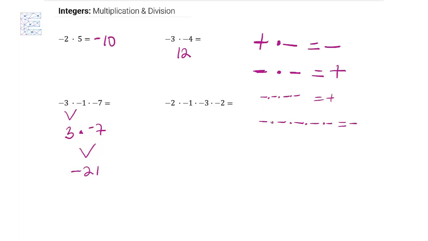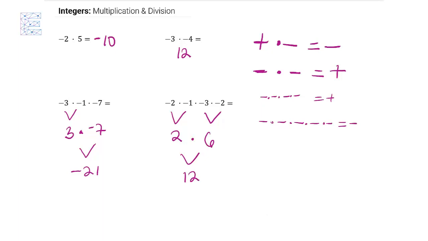Last but not least, we have 4 negative numbers being multiplied together. Remember the rule? If you have an even number of negatives, the answer ends up being a positive. And the reason why that works is as follows. Negative 2 times negative 1 is positive 2. Negative 3 times negative 2 is positive 6. And now we just have 2 times 6, and the answer to that is 12.